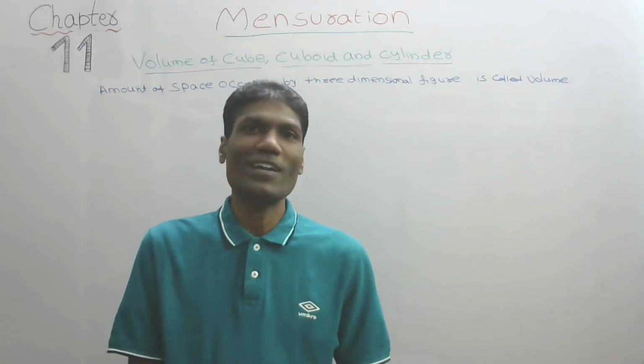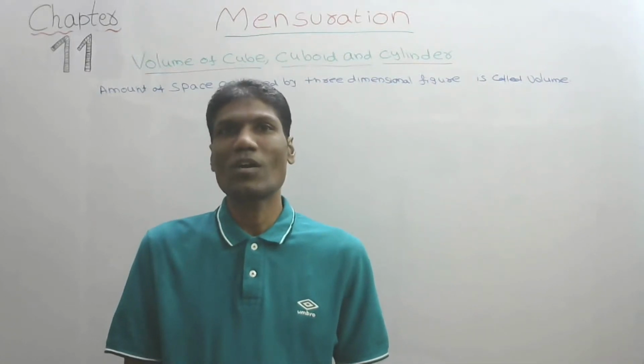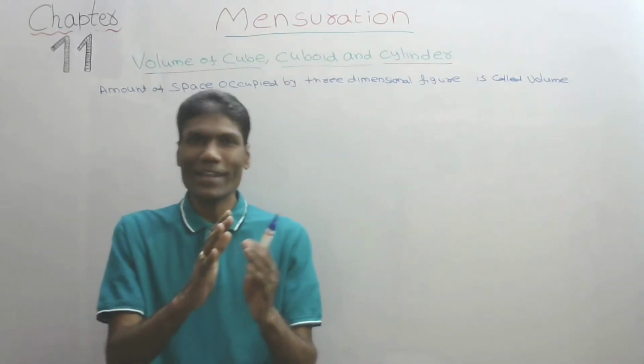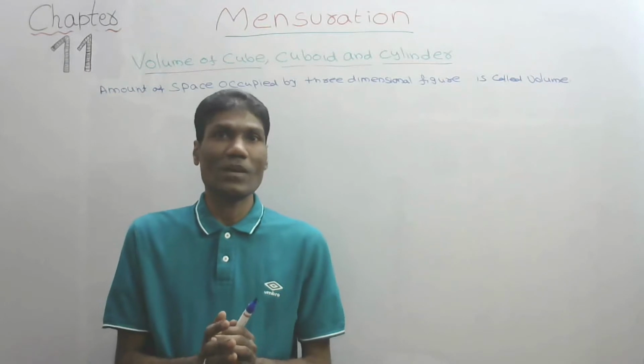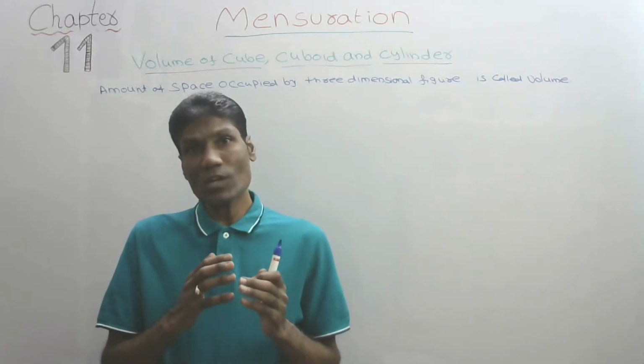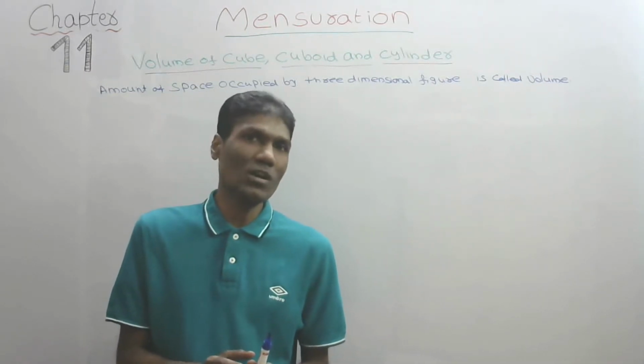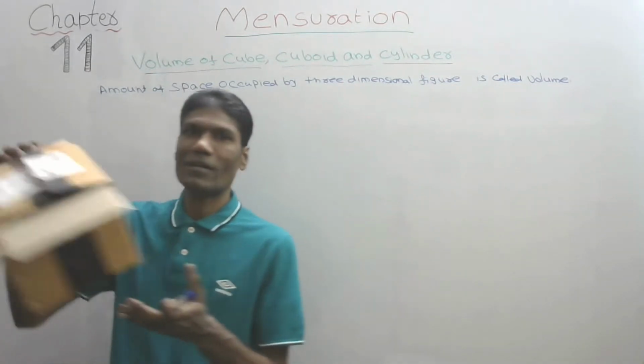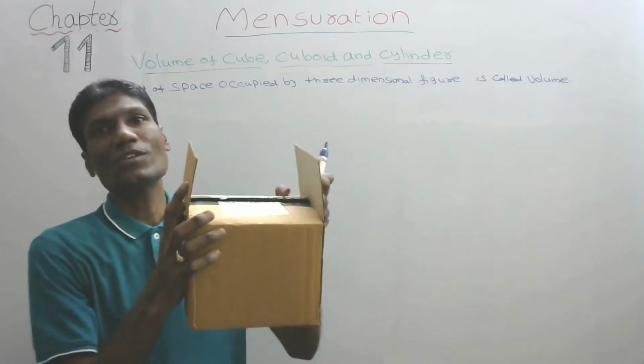Now we will learn a new topic called volume. What is a volume? Say, take any three-dimensional figure. The amount of space it occupies is called volume. For example, take this figure. This is a cuboid.